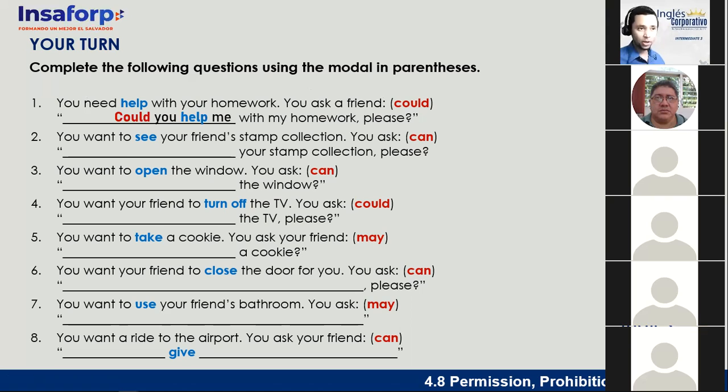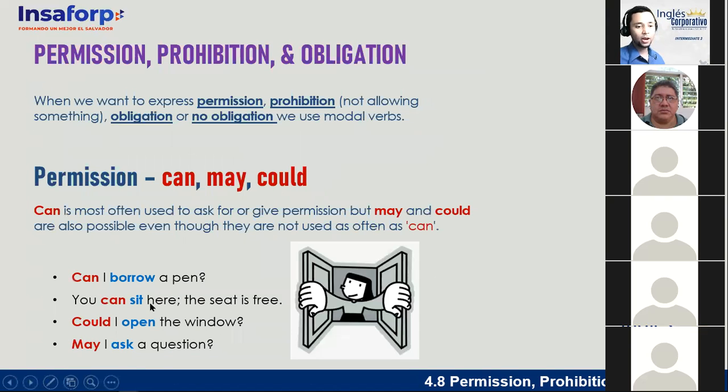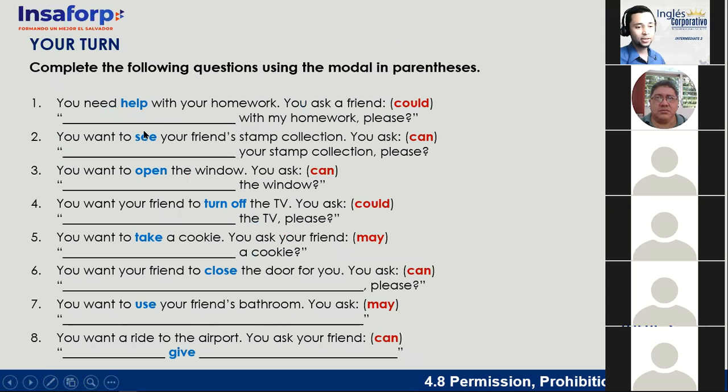Así es. Como es una pregunta, acuérdense que el auxiliar va primero. Eso es muy importante. En la pregunta, el auxiliar va antes del sujeto, como en el primer ejemplo, en el tercero y el cuarto. El segundo no es una pregunta, así que va orden normal, sujeto, auxiliar y verbo. Pero en la pregunta va primero el auxiliar y luego el sujeto y luego el verbo. Can I borrow? Could I open? May I ask? Y como nos acaba de decir Sandra, could you help me with my homework, please? Porque es una pregunta. Y todas son preguntas. Así que va a ir ese orden también. Thank you, Sandra.